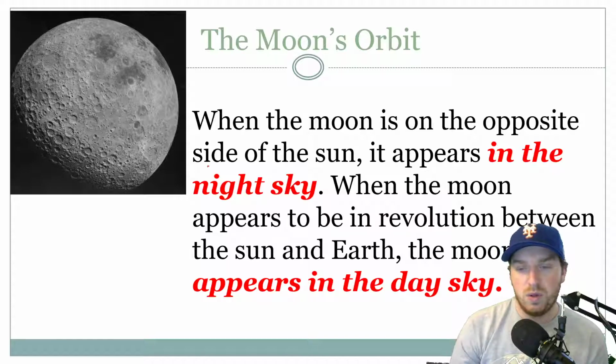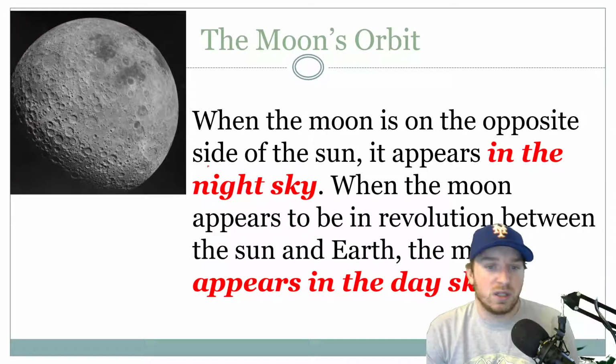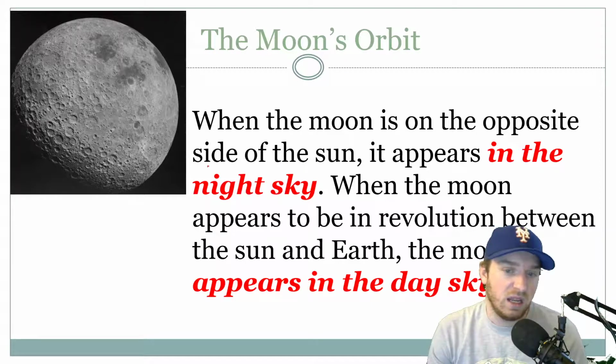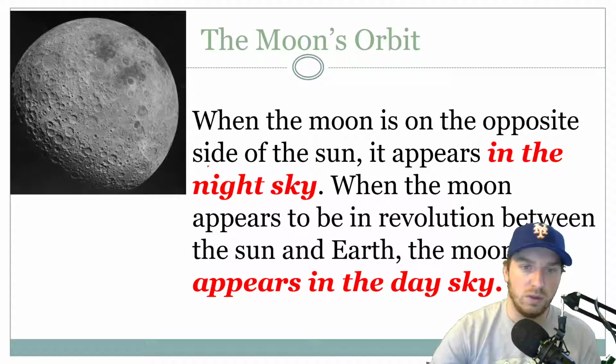Now, the moon can sometimes be in the day sky. It's in the night sky when the moon is on the opposite side of the sun, and in the daytime sky when it's on the same side, or when it's in between the sun and the Earth's revolution.